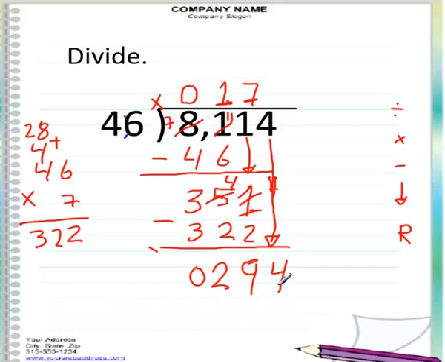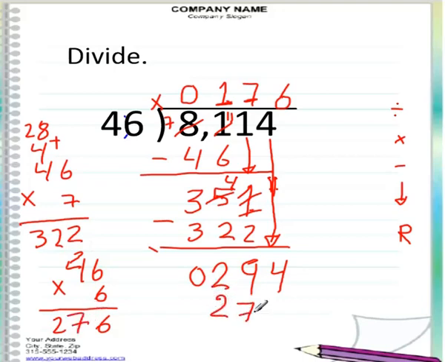297. Now when I chose 7, the answer was 322. So I try to find a lesser number. So I will take 6. Let us try 6. 6 times 46. So 46 times 6. 6 times 6 equals 36. 6 times 4 equals 24 plus 3 equals 27. So 276. This number is less than 297, so I can take it.